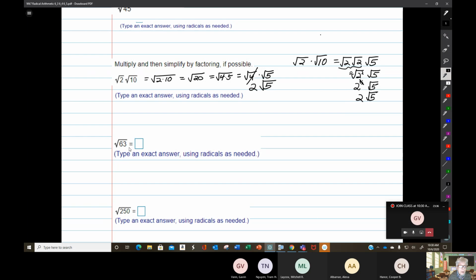Okay, the square root of 63. 63 is 9 times 7. The square root of 63 equals the square root of 9 times 7, which is the square root of 9 times the square root of 7. The square root of 9 is 3, so it's 3 times the square root of 7.